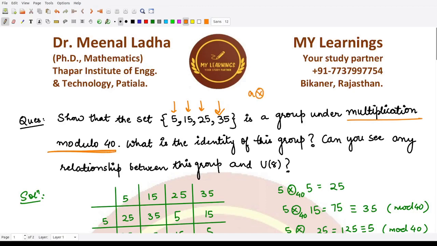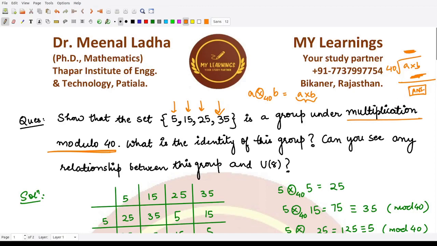If we take two elements A and B, what we need to do is first multiply them, and whatever the result is, we divide that result by 40, and whatever the remainder is, that would be your answer, correct? So this is the operation. We do not have to do anything about the quotient. We only have to look at the remainder, which is your answer.